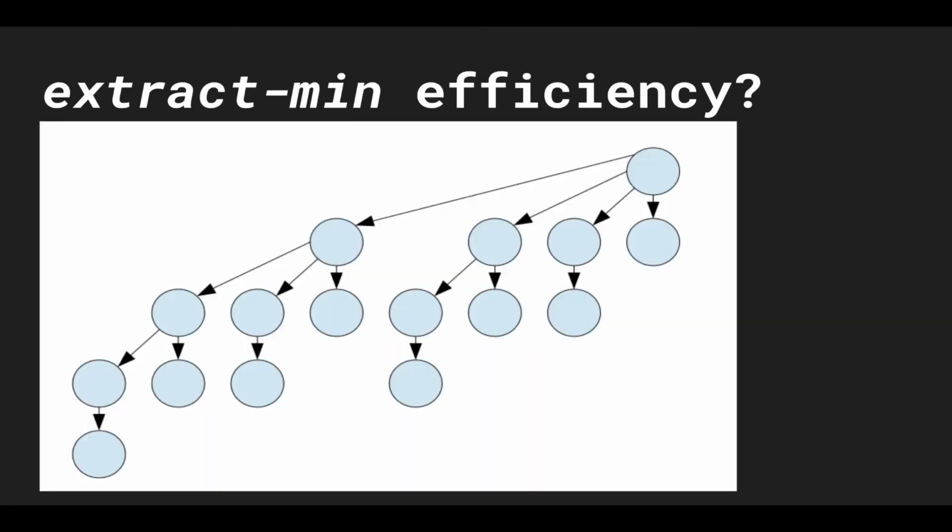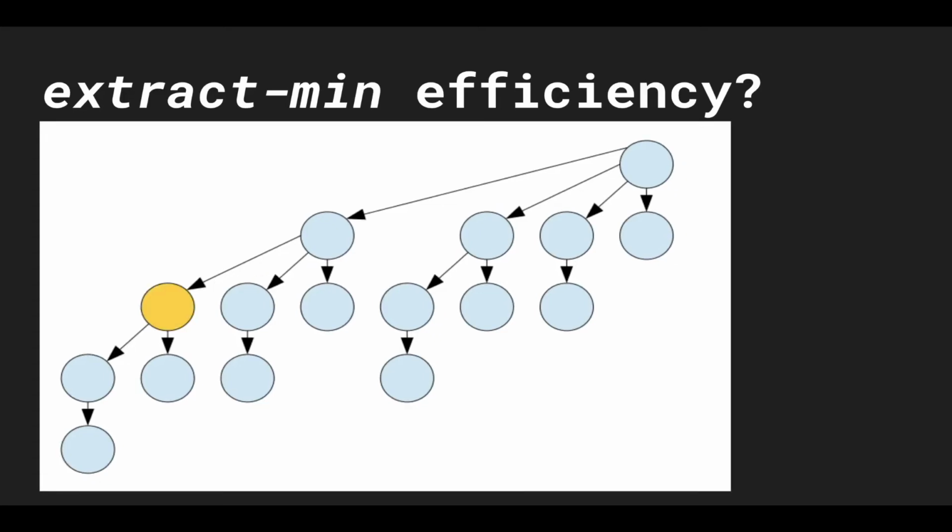So let's look at this example. This is an example of a binomial heap. We have a binomial tree of degree 4. Let's say we wanted to lazily decrease the node highlighted in yellow, and as a result, we have to cut off the node from its parent because the node is now less than its parent. So we want to move the node to the root list.